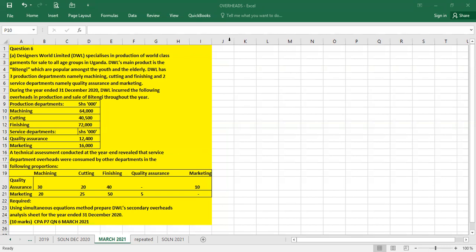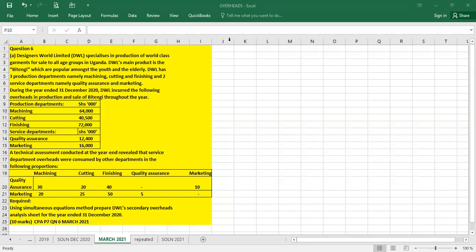During the year ended 31st December 2020, DWL incurred the following overheads in the production and sale of vitenge throughout the year. We have the production departments and we have the overhead costs we've incurred in shillings. These figures that are given down there are in thousands, because we are seeing shillings and thousands in inverted commas. So we proceed with the question.